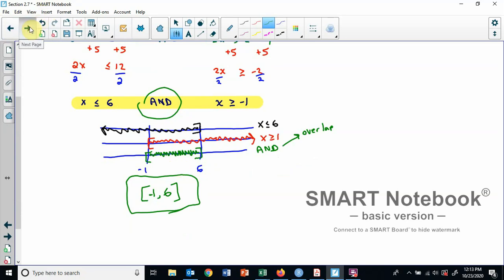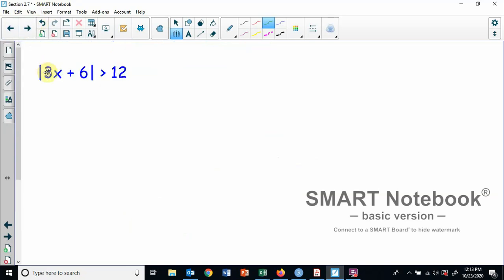Let's look at another example. Here's one. 3x plus 6, absolute valued, is greater than 12. Okay, first things first, let's pick the word off. Greater. That's an or. Now, I need to remember to break into my two cases. Okay, and so the two cases will be as it is written. 3x plus 6 greater than 12. Or, because that's the word we have.